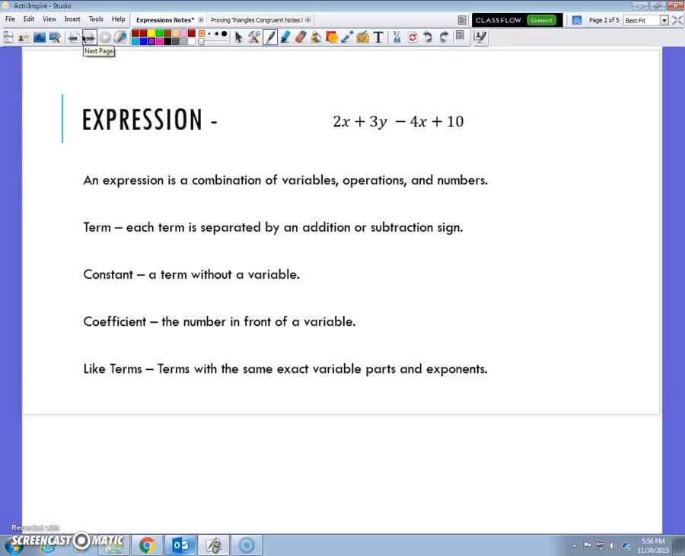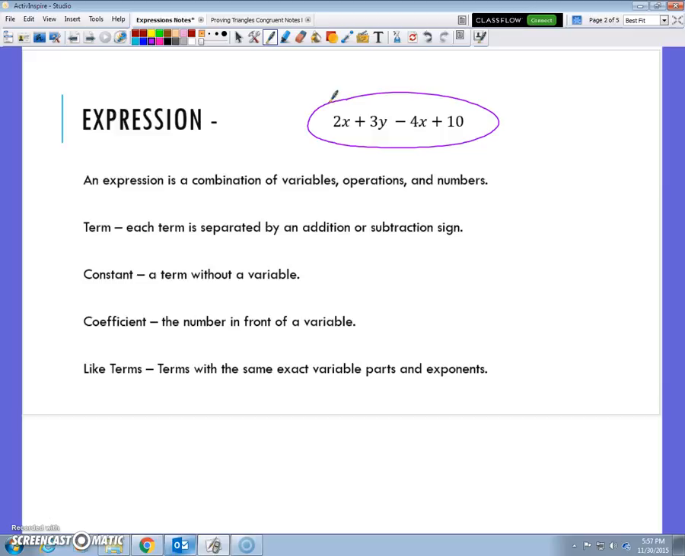So let's take a look here. I have an expression over here, and this is the expression. It's an algebraic expression. Okay, and there's some things we need to know about it. It's a combination of variables, operations, and numbers. You might see addition, subtraction, division, multiplication, anything. It can be an expression using those four main operations.